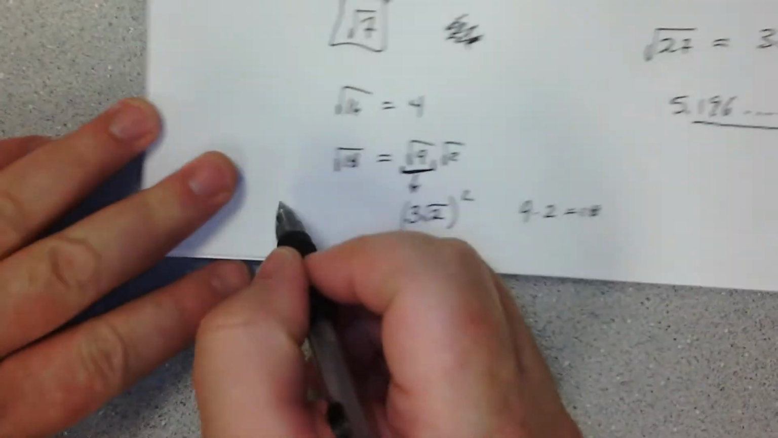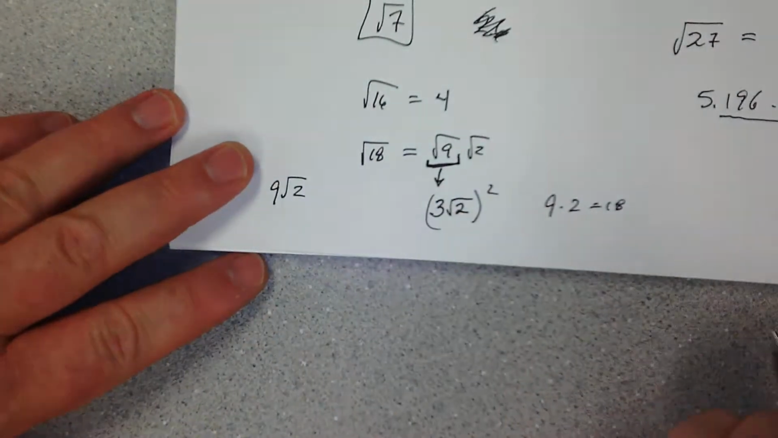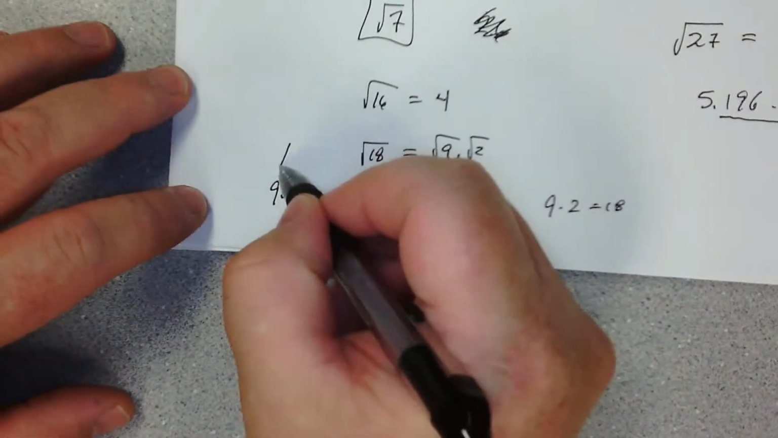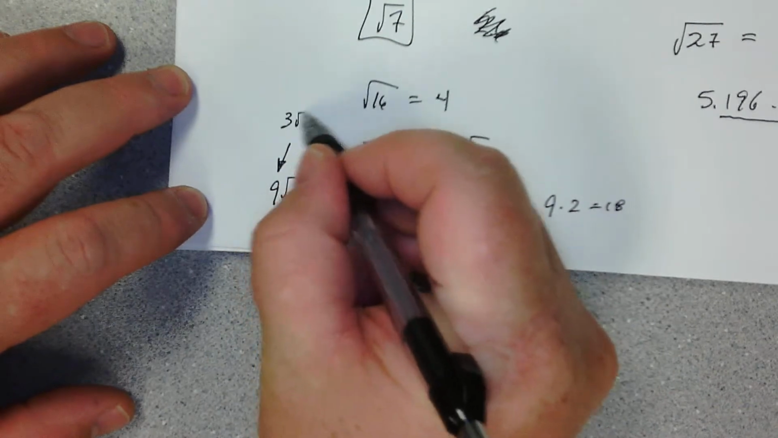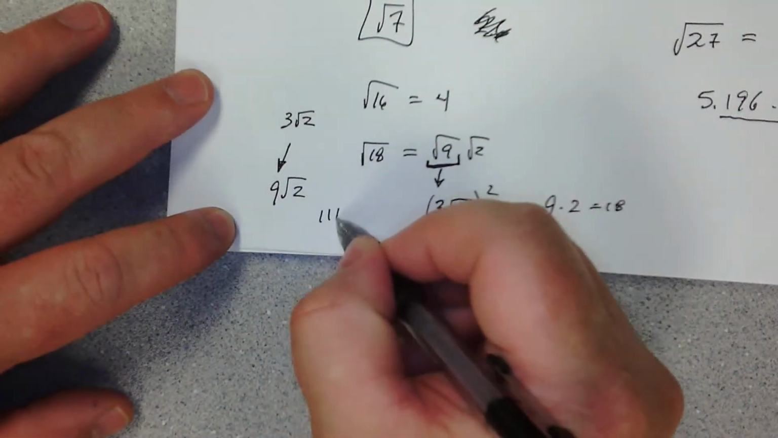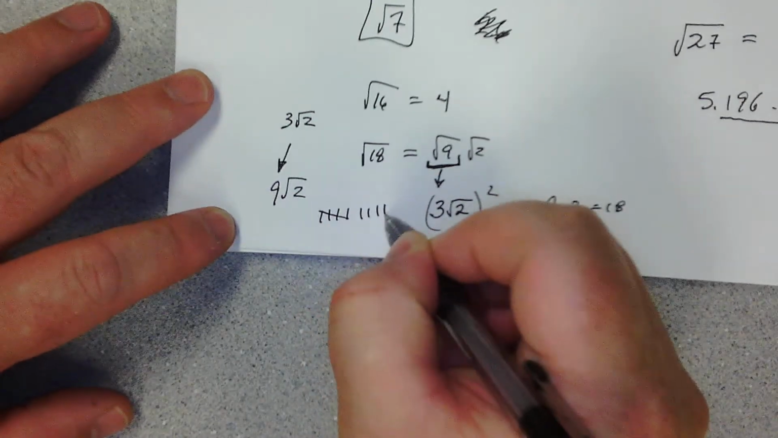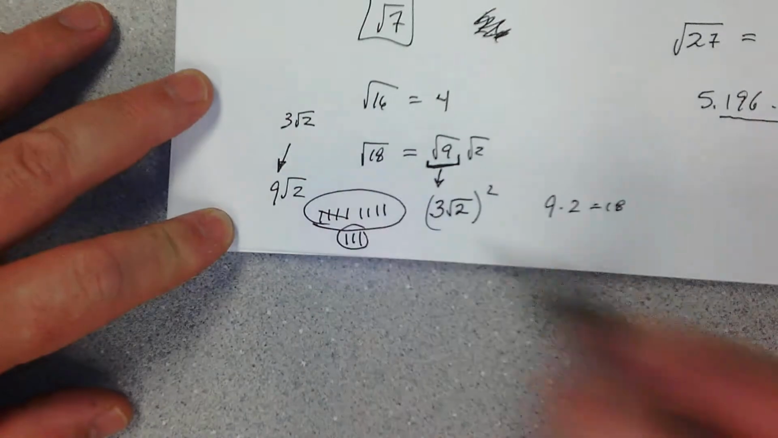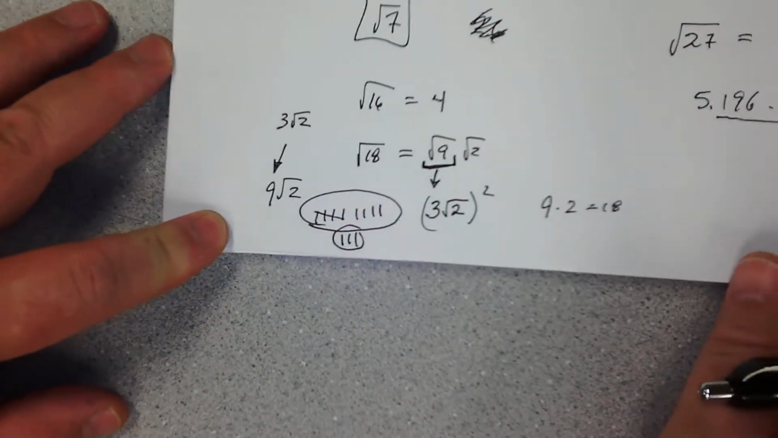Next one says to simplify the square root of 9 root 2. That's already simplified. The reason this question's there is because a lot of people say, oh, look, there's a perfect square, so 9 equals 3. 9 does not equal 3. 9 is 1, 2, 3, 4, 5, 6, 7, 8, 9. 3 is 1, 2, 3. Those are not the same. In no way, shape, or form are those two things the same ever.